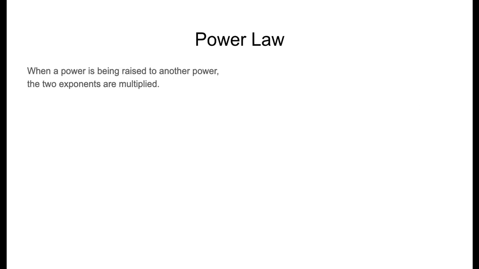The power law is when a power is being raised to another power, the two exponents are multiplied. So if we had a to the 4th power, all raised to the 3rd power, then we'd have to take our two exponents here and multiply them to get the product of 12, and our final answer would be a to the 12th power.